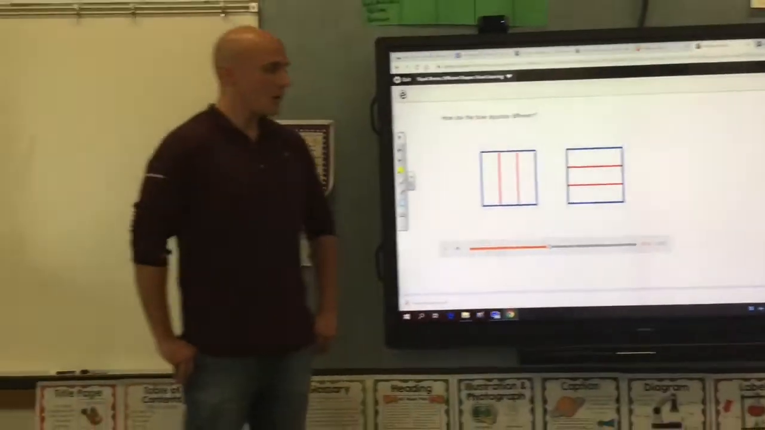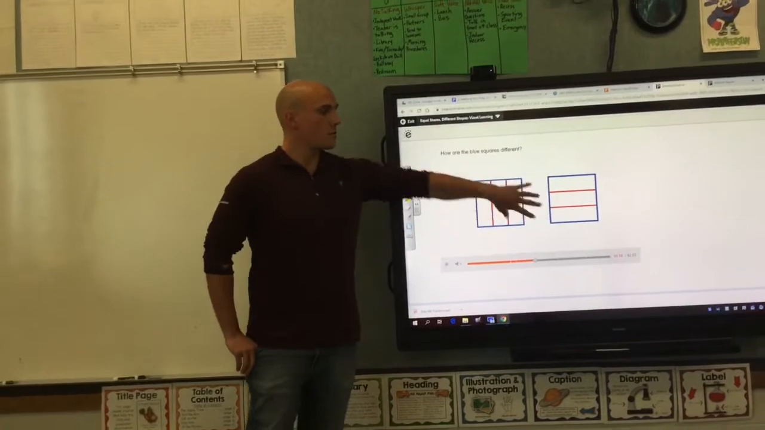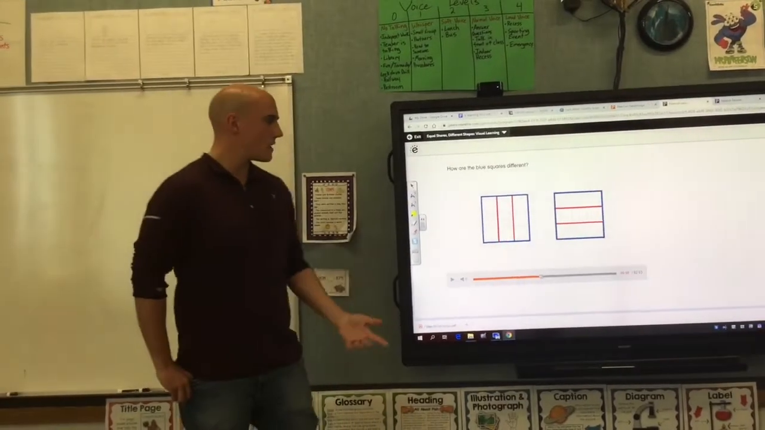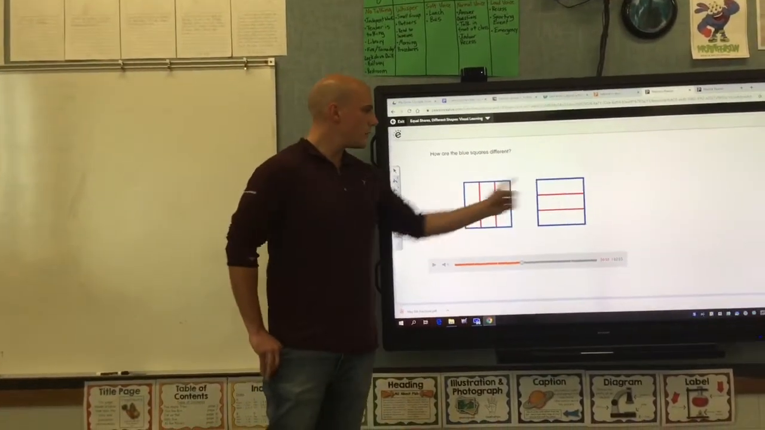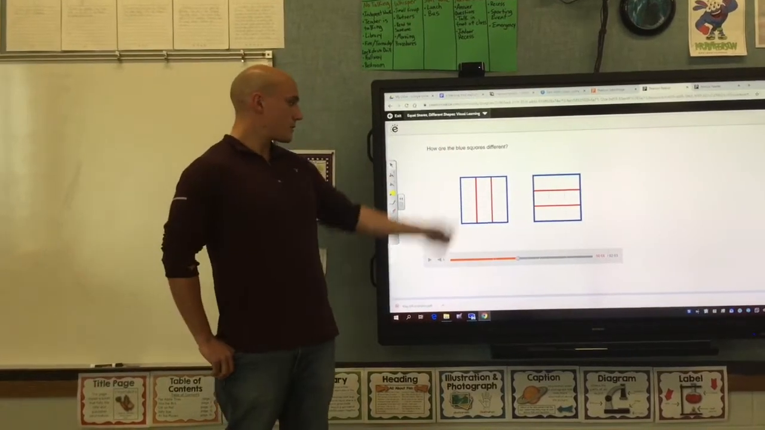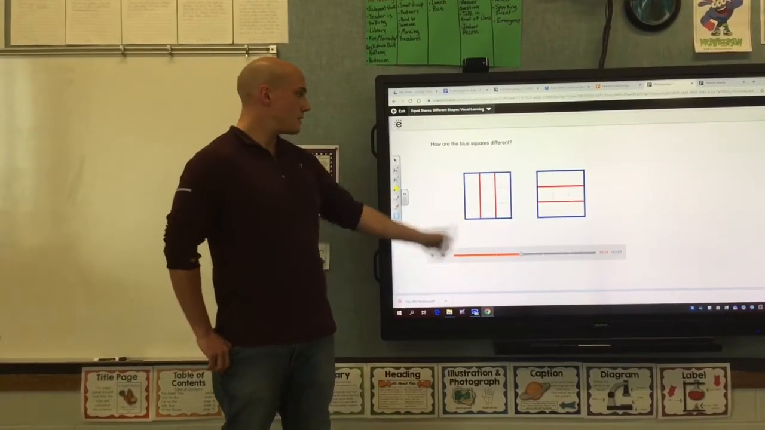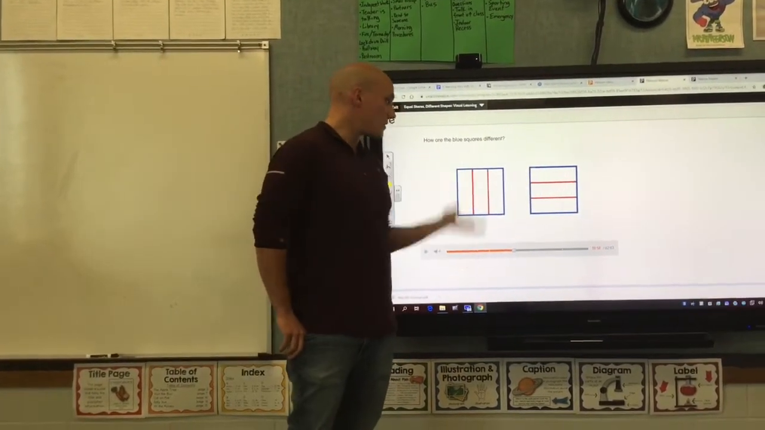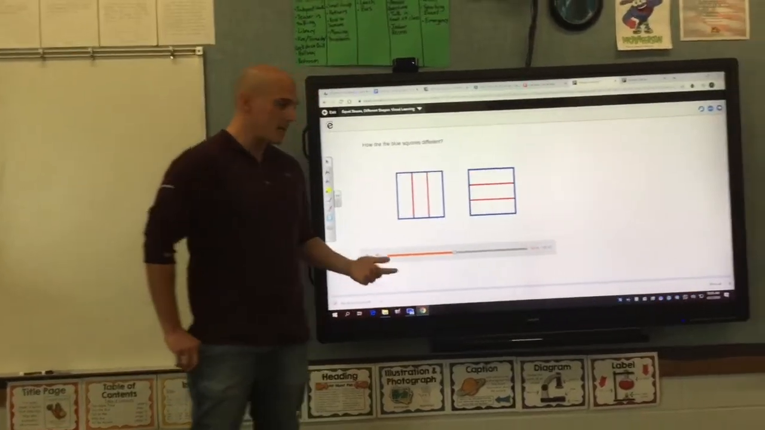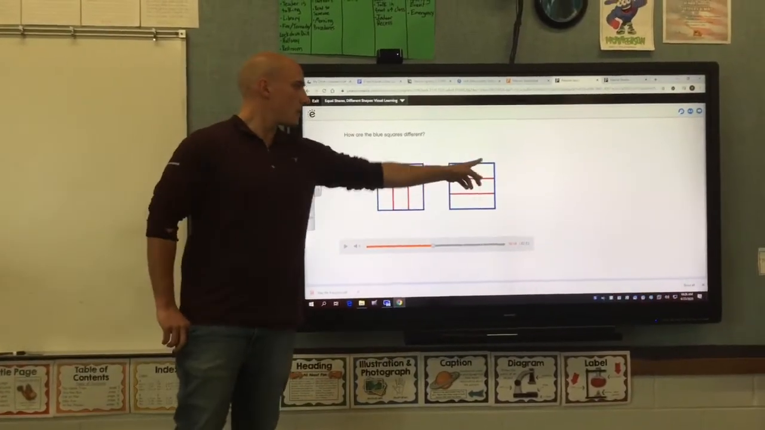All right, we just talked about how they're the same. In each square, they have 3 of the same that are equal shape and size. If we look at the 2 squares separately, this one, they go up and down. This way, they go left to right. So the columns look different than the rows. So they're organized differently, but each one is a group of 3.